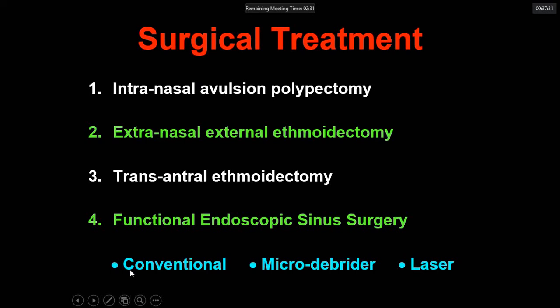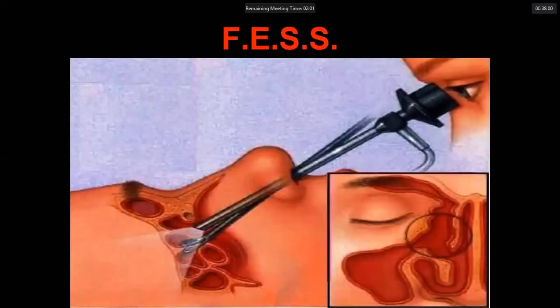There is the conventional type, where we just insert the telescope, look inside, and pluck out the mass, we take it out. And similarly, there is the micro-debrider. The micro-debrider technique has been used very frequently, and it is a very good modality. There will be less bleeding, and the operation will become very fast. And similarly, lasers can be used.